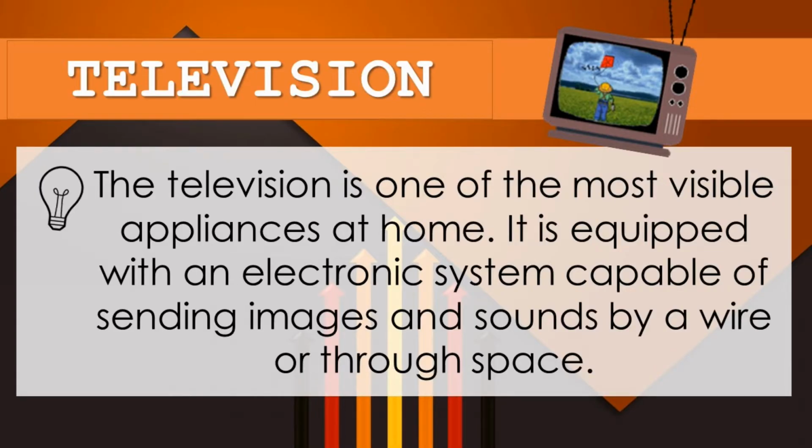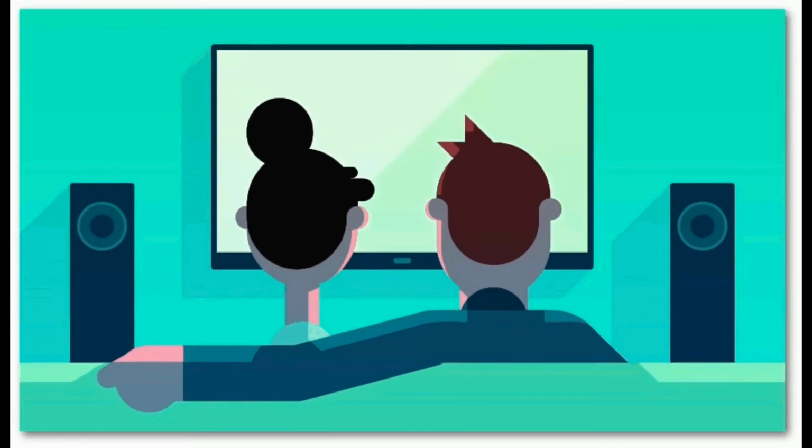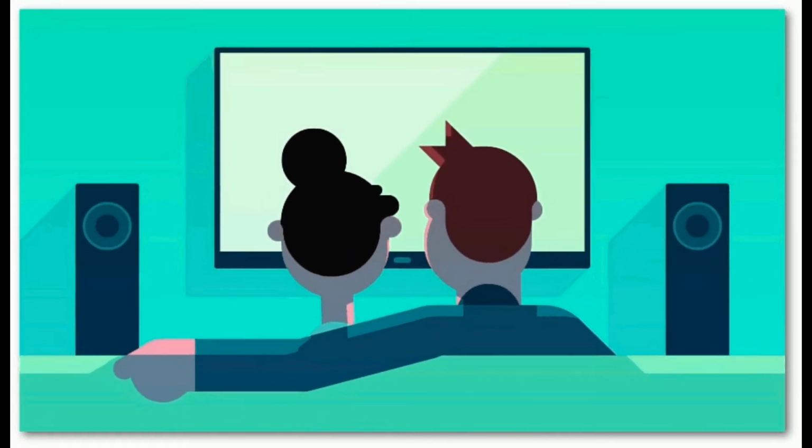The second form of broadcast media is television. The television is one of the most visible appliances at home. It is equipped with an electronic system capable of sending images and sounds via wire or through space. A television can receive and project transient images, fixed or moving objects with sound. Through its complex electronic system connected by wires, the television is able to transmit data through the apparatus, which is capable of converting light and sound into electrical waves, and reconverts them into visible light rays and audible sound back to the viewers through the TV screen and speaker.